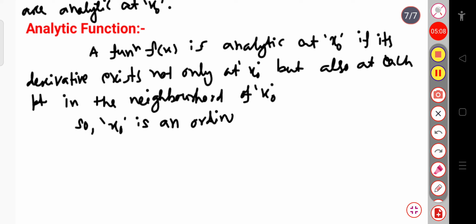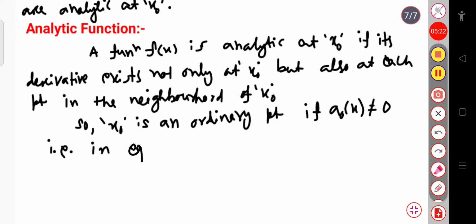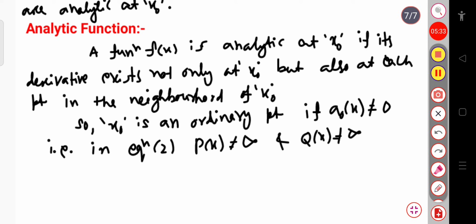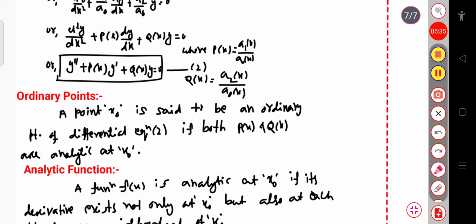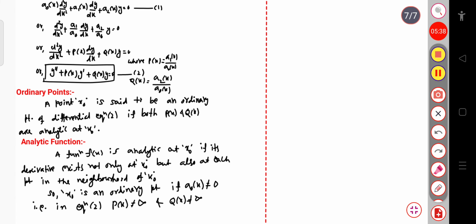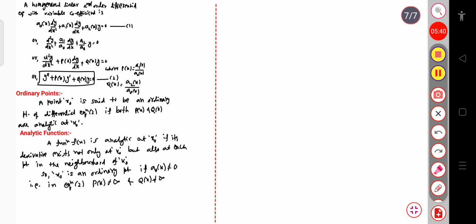It is an ordinary point if a0(x) is not equal to 0. It means that in equation 2, p(x) is not equal to infinite and also q(x) is not equal to infinite. So in that case we can say that point is called the ordinary point and the function is called the analytic function. Now you can see here.